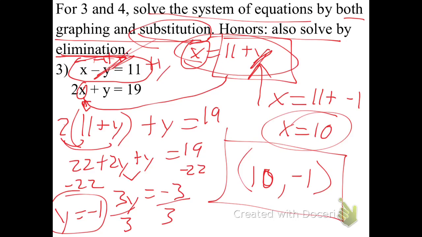Alright, for the honor students, you also had an extra direction to solve by elimination, which is a method we had just learned about recently. And to use elimination, you basically need to change your equations so that the coefficients on one of the variables are the opposite of each other. And once you got that, you can add those equations together.